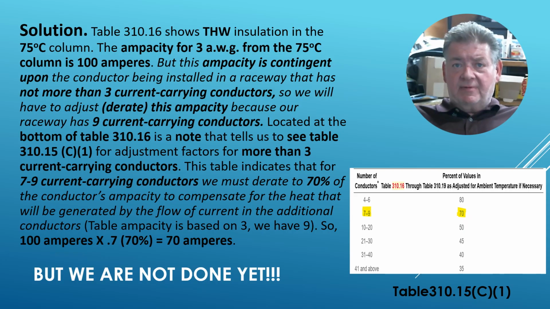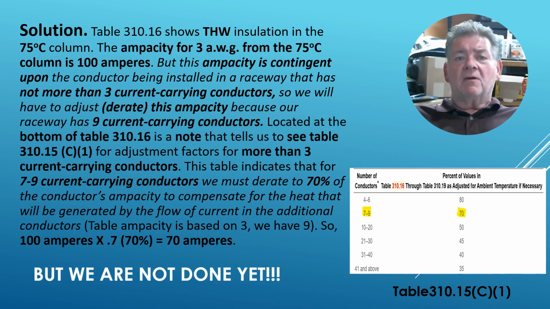current carrying conductors. Underneath, at the bottom of table 310.16, we see a note that tells us to see table 310.15(C)(1) for the adjustment factors for more than 3 current carrying conductors in our cable or raceway. When we look to table 310.15(C)(1), we see that for 7 through 9 current carrying conductors, we have to derate down to 70% of the table 310.16 stated ampacity.